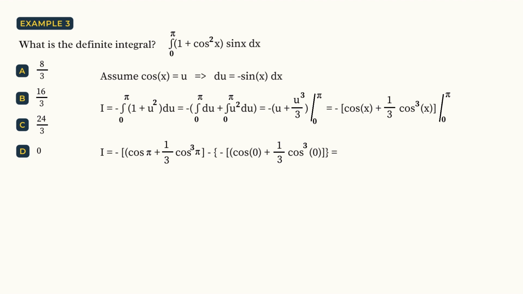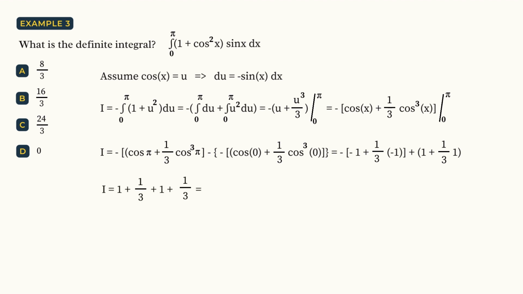Moving forward, cosine pi is minus 1, so we'll have minus in front, minus 1 plus 1 over 3 multiplied by cosine of pi power 3, which is still minus 1, so we'll write that down. And now moving forward, we've got minus and then minus. Minus multiplied with minus, we know, is plus. So I've got plus cosine 0 is 1, plus 1 over 3 cosine of 0 power 3, which is still 1.